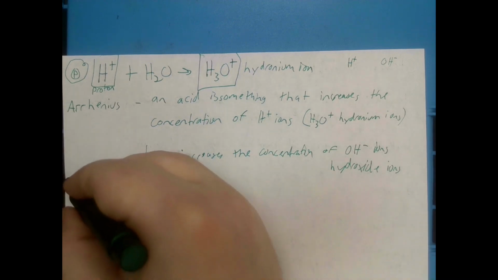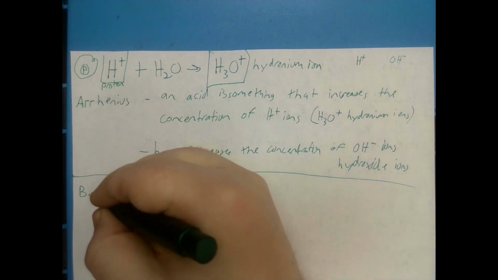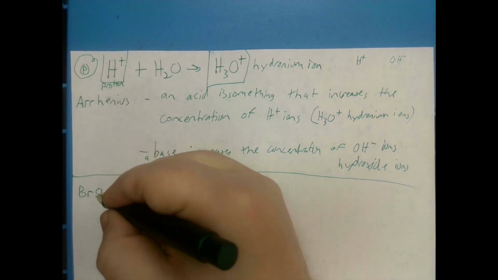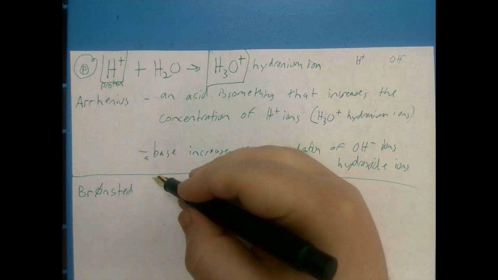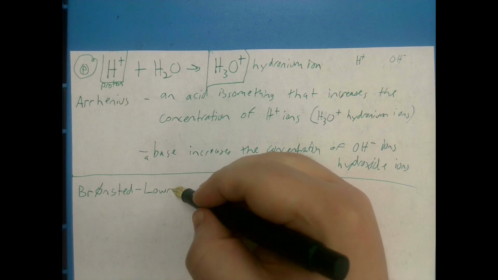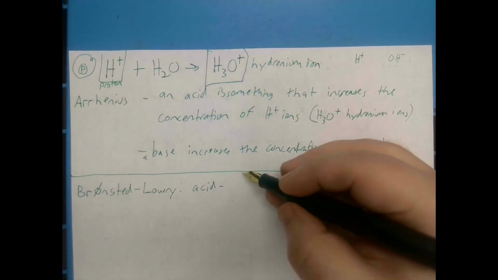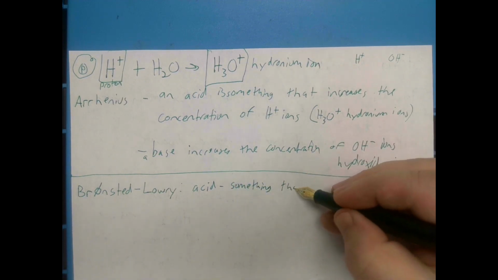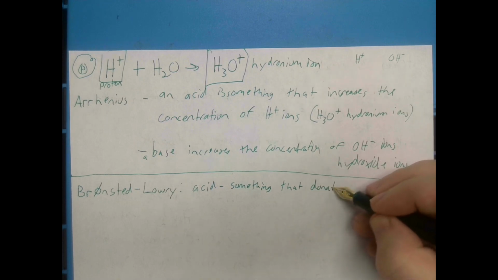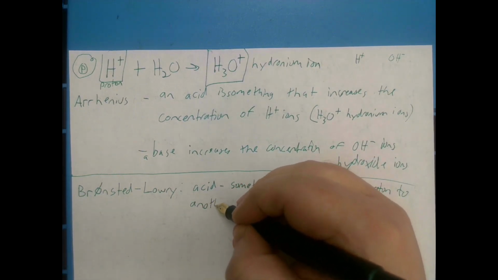The most commonly accepted definition of an acid and a base comes from Bronsted and Lowry. I do not know how to pronounce this name. His definition of an acid is more general. It is something that donates a proton to another molecule.